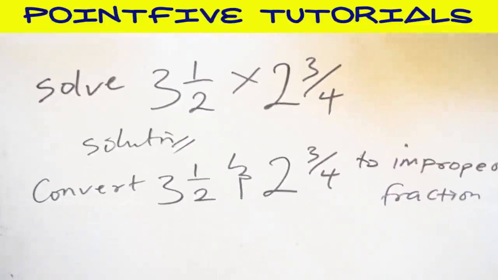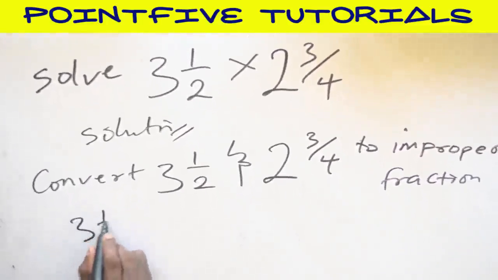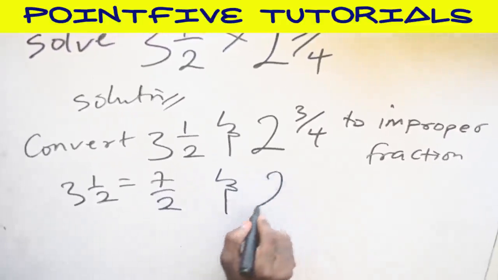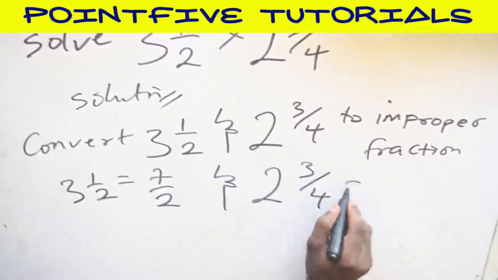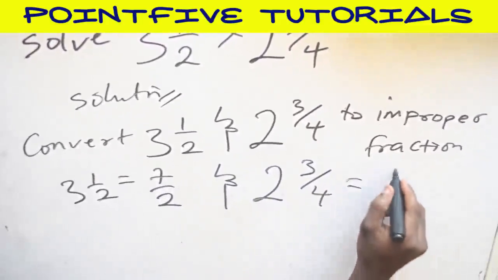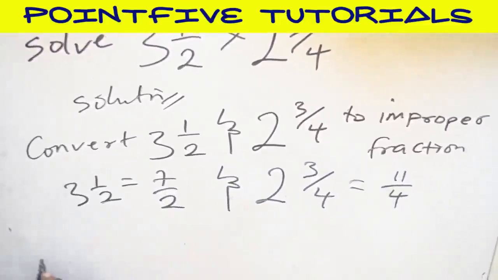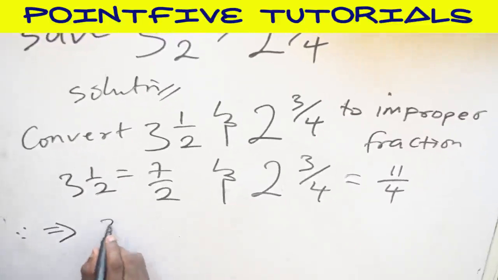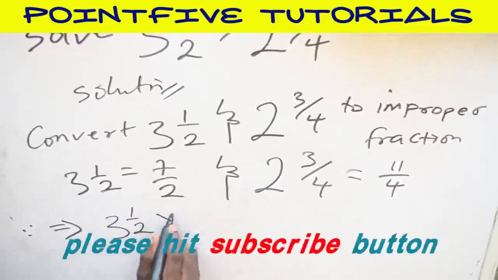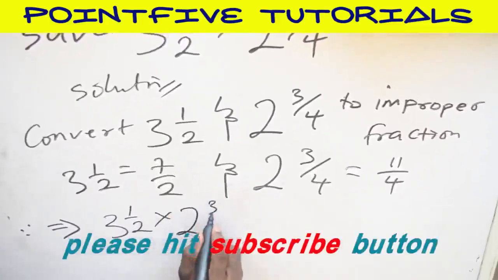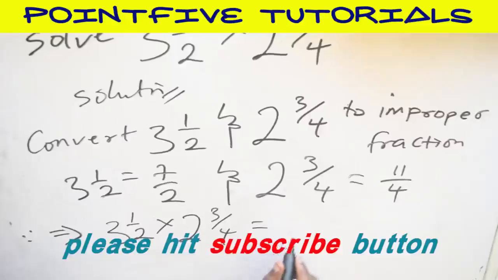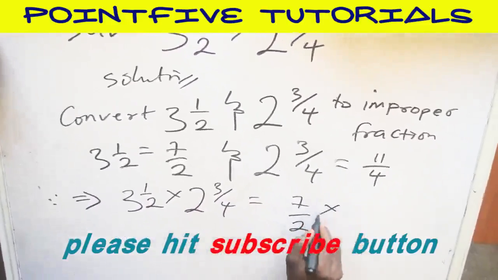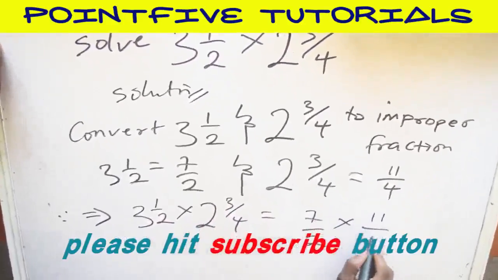Alright, so here 3 whole number 1 over 2 will give you 7 over 2, and 2 whole number 3 over 4 will give you 11 all over 4. Therefore, this implies that 3 whole number 1 over 2 multiplied by 2 whole number 3 over 4 is the same thing as 7 over 2 multiplied by 11 over 4.